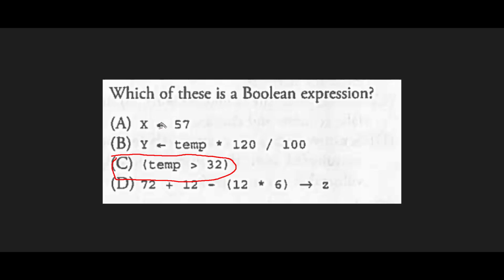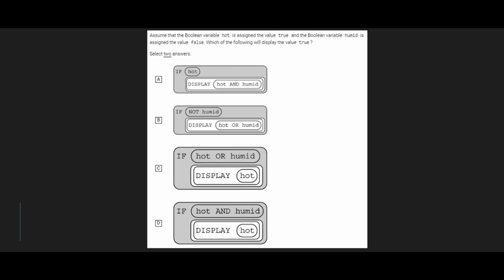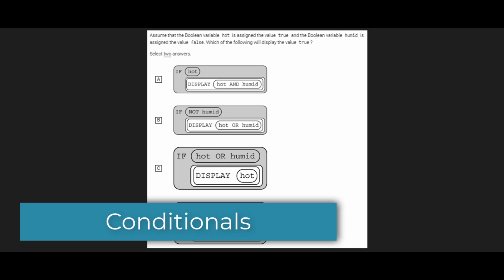You notice that in all of these other ones, these are actually just doing assignments. These are all assigning a value to a variable. This one isn't even the correct exam syntax. But basically, when we're talking about Boolean expressions, what we're talking about is something that evaluates to either true or false, and that's it. Here we have a pretty common format for a problem that involves conditionals and Boolean expressions.